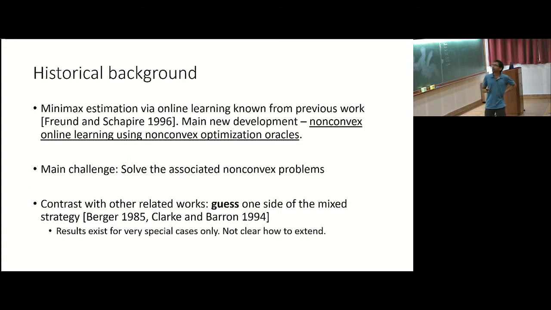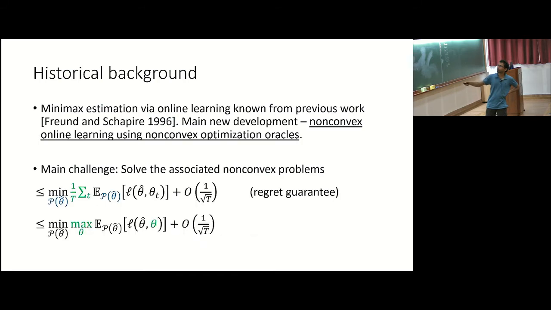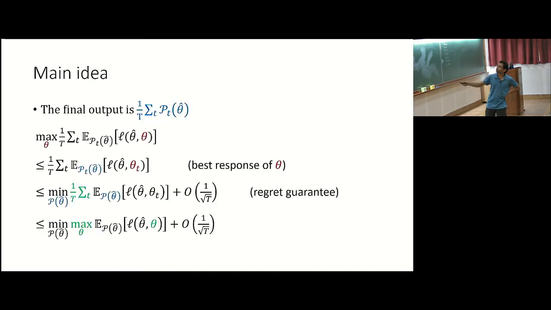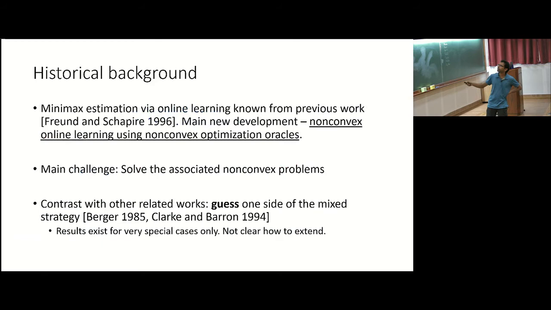Okay. And historically, this argument is not new. This has been known at least since Freund and Schapire's '96 paper. The main new development, however, is that we did not know of a regret minimization algorithm for the non-convex setting, and this is the recent development that we can use in combination with this earlier approach.